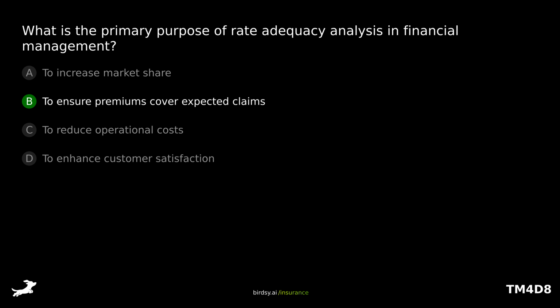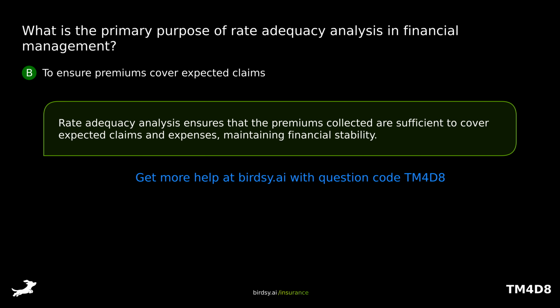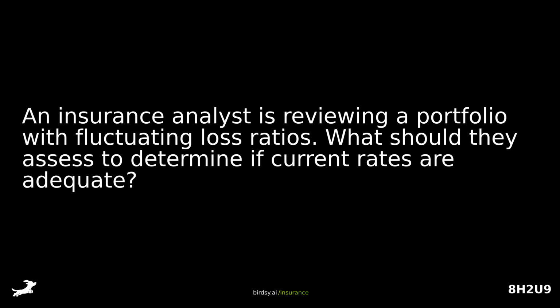The answer is B, to ensure premiums cover expected claims. Rate adequacy analysis ensures that the premiums collected are sufficient to cover expected claims and expenses, maintaining financial stability. An insurance analyst is reviewing a portfolio with fluctuating loss ratios. What should they assess to determine if current rates are adequate?